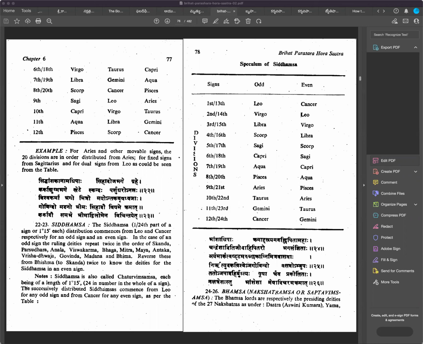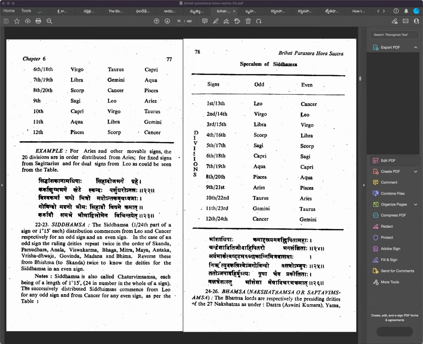Suppose in Aries you have Jupiter at the last degree of 30 degrees. We will divide it into 24, so he is sitting in the 24th Siddhamsha. The 24th Siddhamsha is Cancer if it is an odd sign; if it is an even sign, it starts from Gemini. Like that, we will break each and every sign into 24 parts, see in which part the planet is sitting, and draw a Siddhamsha.